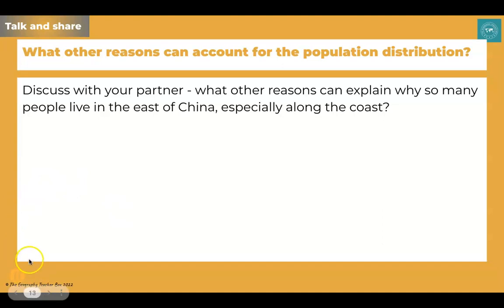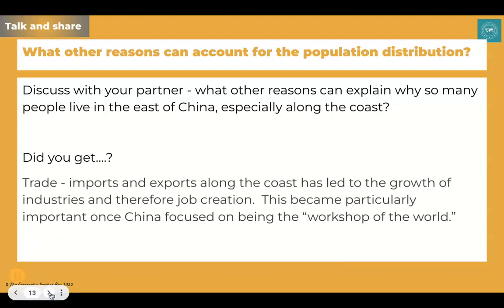So I hope you've had a chance to go through that with your partner, and I wonder if you came up with this answer. One of the main reasons there are so many people along the coast of China is because of trade. Effectively, if you are able to transport goods in and out of the country via the coast, it's much cheaper to do that. Because of the imports and exports, there's a whole variety of jobs available along the coast. China has become particularly important around the world, and it's known as the workshop of the world. It's really focused on developing its manufacturing industry, which is exported everywhere.